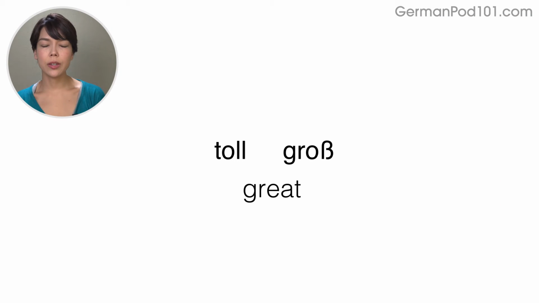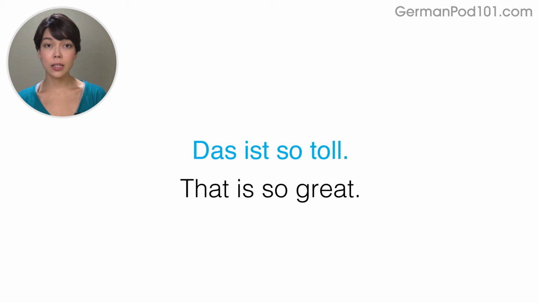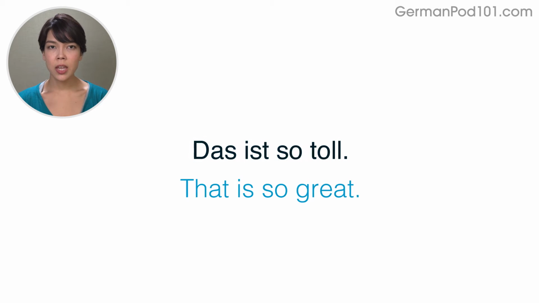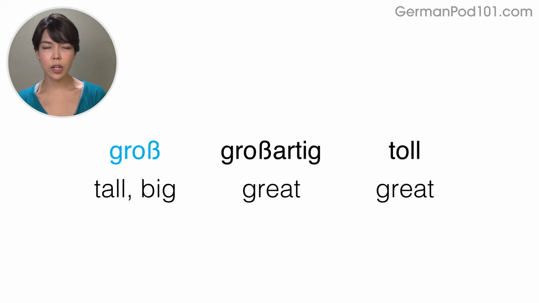The question for this lesson is, how do I say that something's great in German? There are two main ways to express that something's great in German. These two words are toll and groß. Toll just means great. You can even use it on its own. For example, if you see something really impressive or amazing, you can just say toll, great. Or you can use it as a part of a sentence like das ist so toll, meaning that is so great. The word groß by itself actually means tall or big.